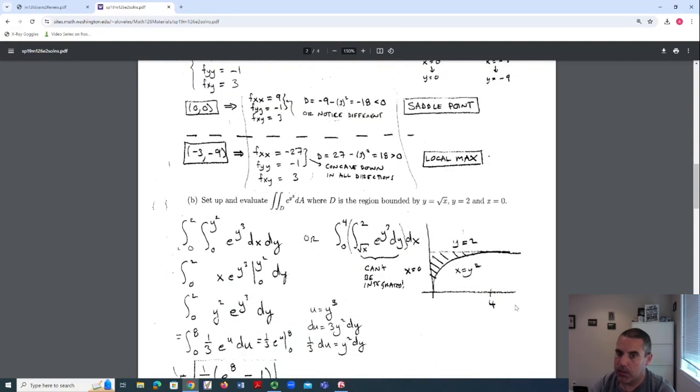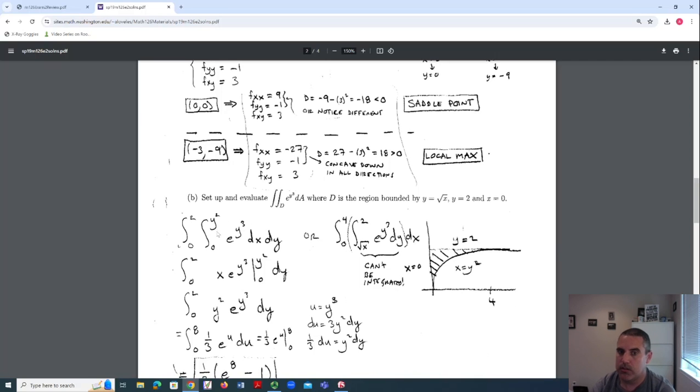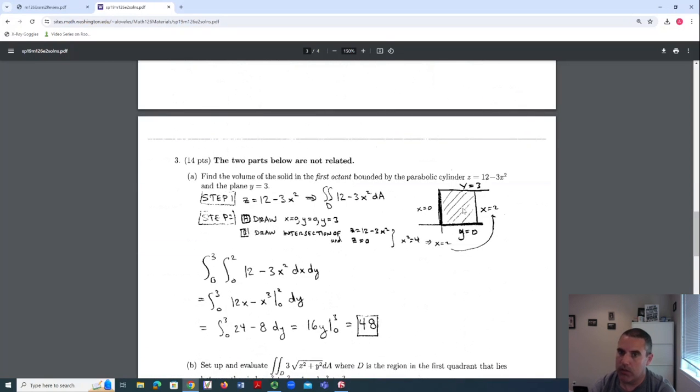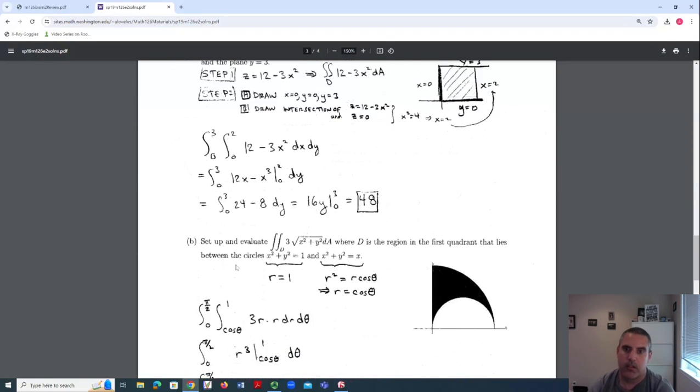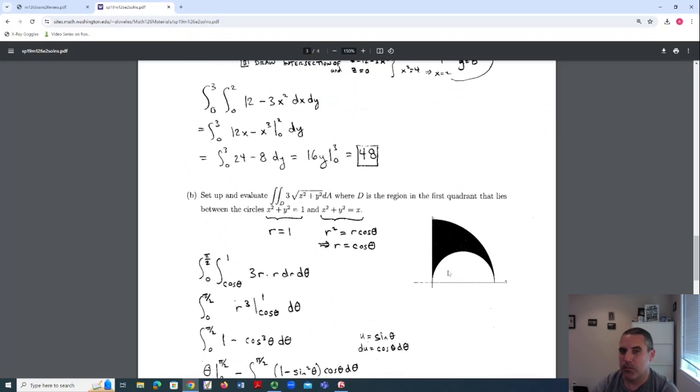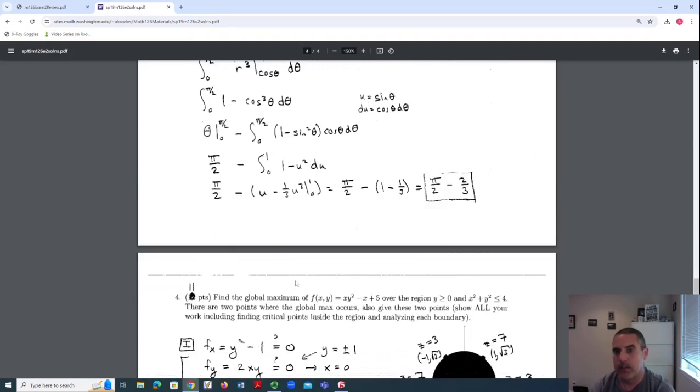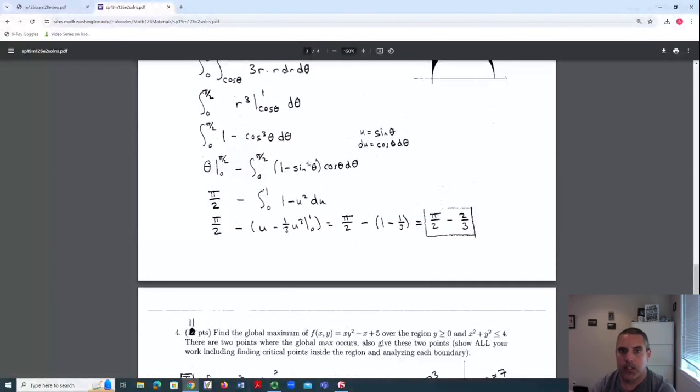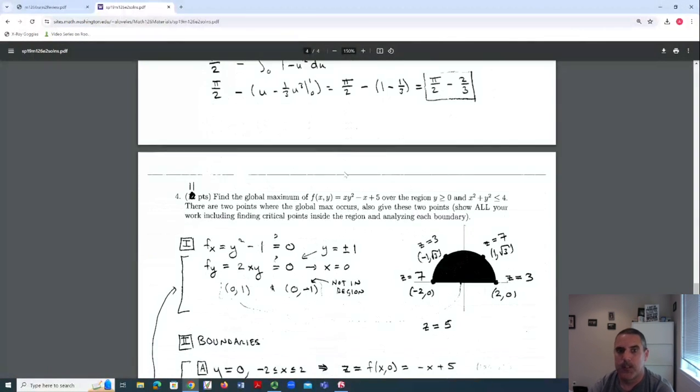This one you need to draw the region, and from the region get the bounds. This one they gave you the region, and from the region you needed to know what the bounds were. It's a polar. This one required me integrating a trig, a cosine cubed. So you'd have to remember how to do cosine cubed to finish that problem.